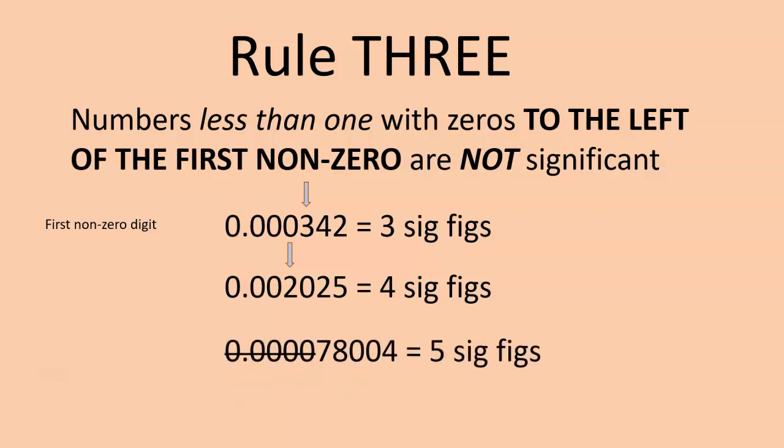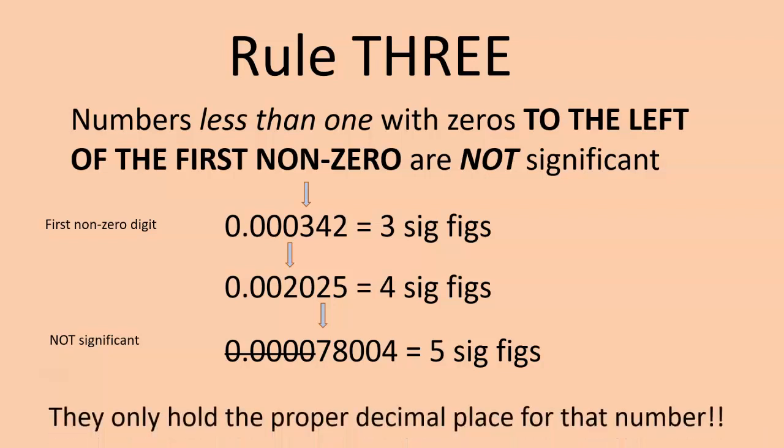Here we have a rather small number with many zeros in front of it. Our first non-zero digit is that 7. That's going to give us 5 significant figures. Those 2 zeros to the right of the 8 are sandwiched between the 8 and the 4, so those will be significant. But I want you to understand that the zeros before that 7, those are not significant. Same goes for all the other problems. Anything to the left of the first non-zero will be considered not significant. They only hold the proper decimal place value for that number, okay?